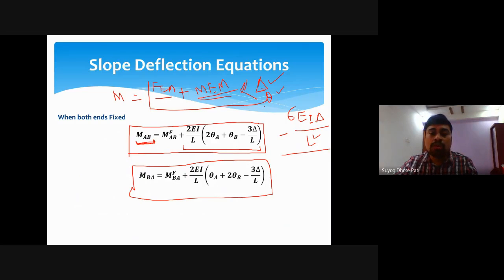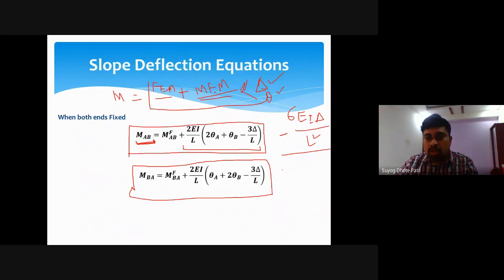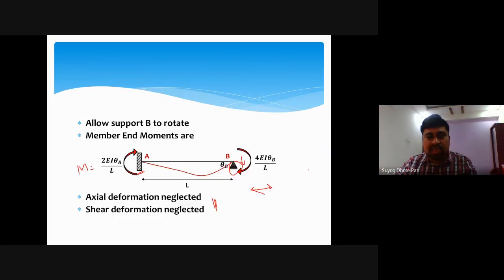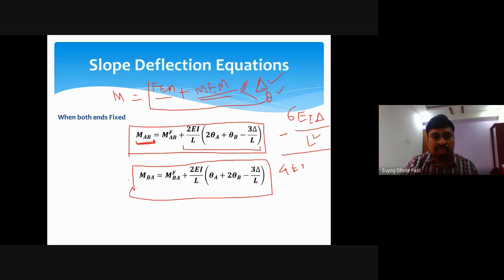Now in case of theta, we have to find it at the joint, thinking about member AB. First of all, we have this A and we have this B. So at A there will be a relation as 4 EI theta A by L. So this relation comes here: 4 EI theta A by L.